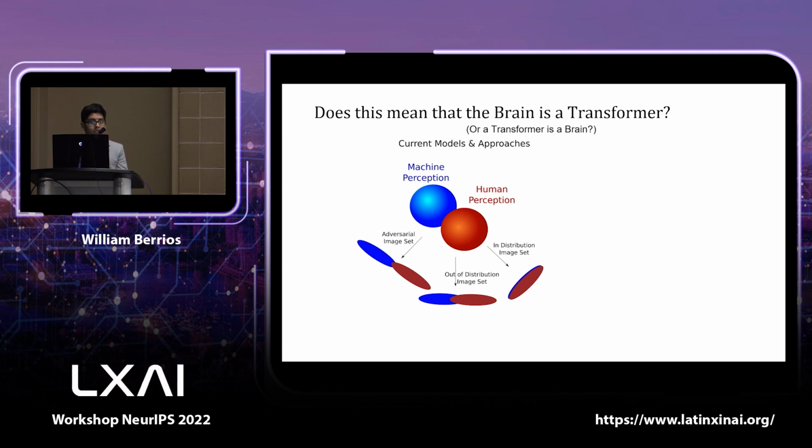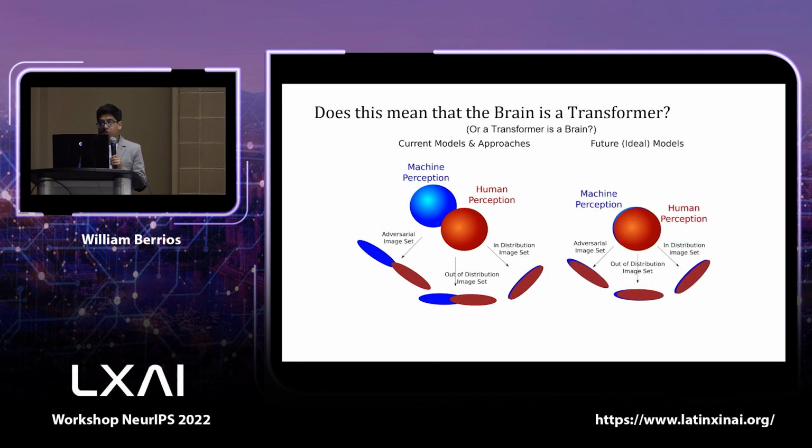So in order to finish this presentation, there is a question. Does this mean that a brain is a transformer, or maybe a transformer is a brain? Current models and approaches try to work on this topic, trying to align machine perception with human perception. In particular, this Brain-Score competition tries to work on these two sides, in-distribution image set and out-of-distribution image set. So we have done a lot of work in this, and the Brain-Score competition is a good starting point because of neurophysiological data and the comparison with neural networks. However, there is still a lot of work to do.